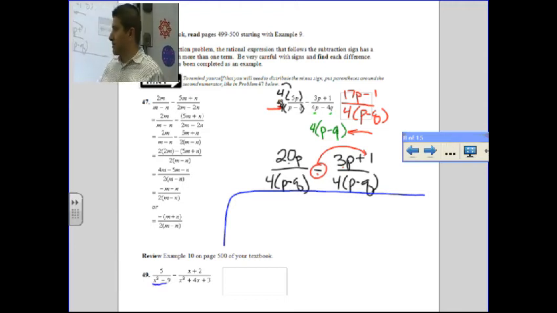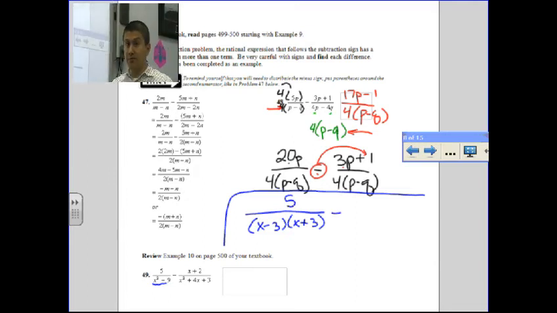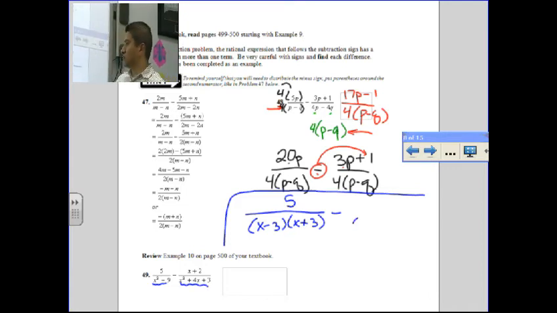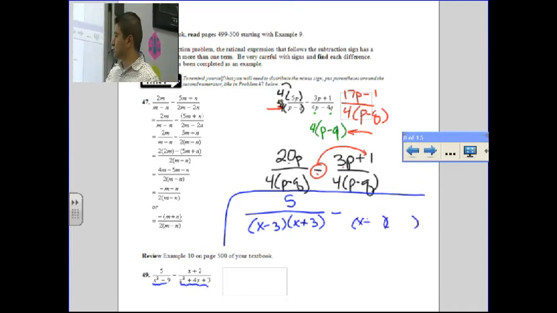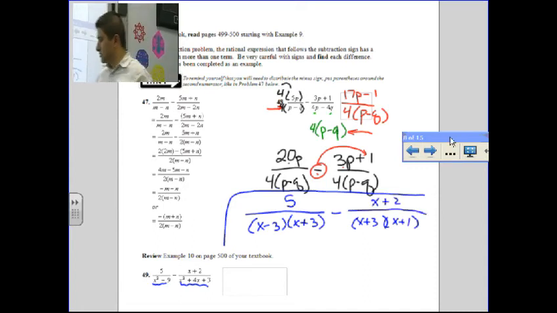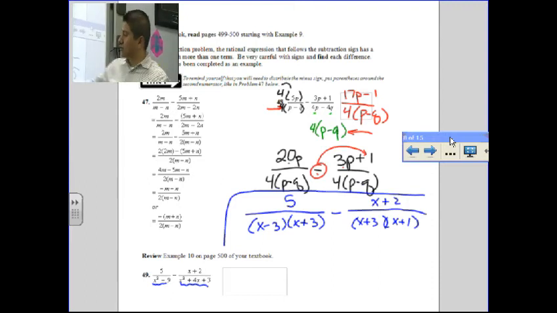This down here breaks up into x minus 3 and x plus 3. The top is 5. On the bottom of the right-hand side, over here, we're going to break that down into x plus 3 and x plus 1. And the top is still x plus 2. So all I did right now is factor the denominators. Okay, break down the denominators and get two sets of parentheses.